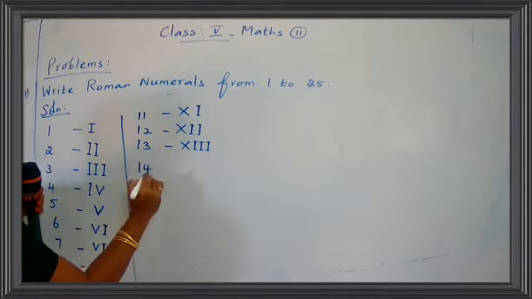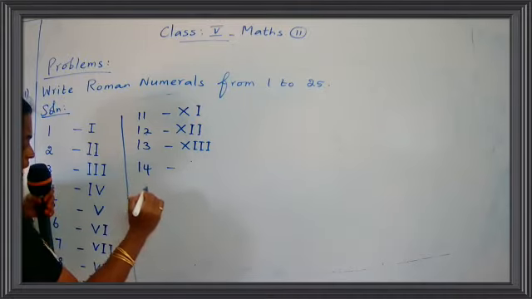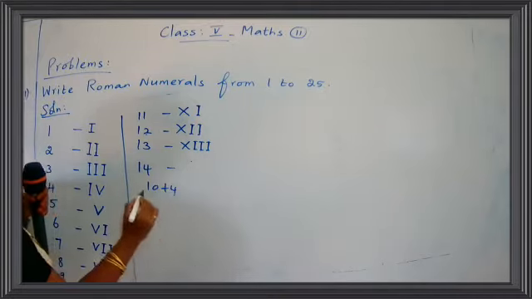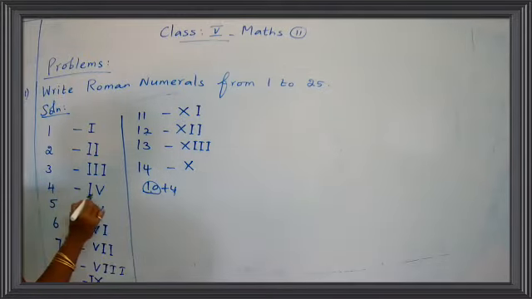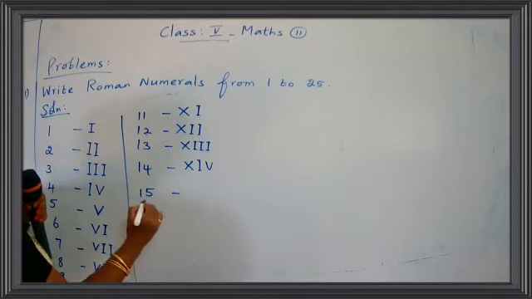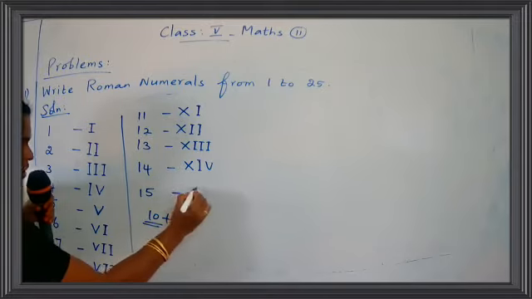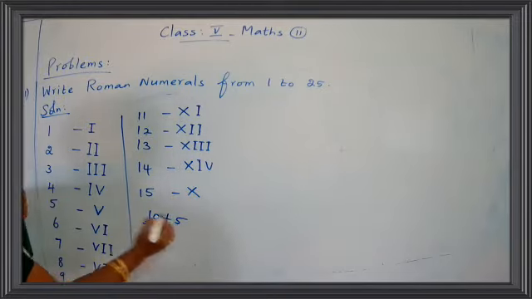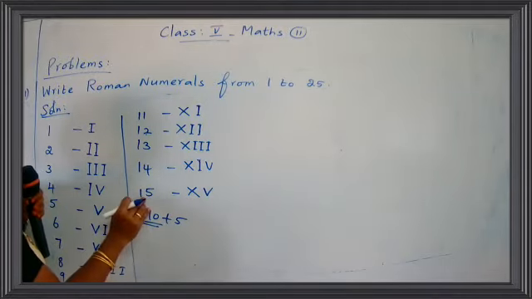Next 14. 14 can be written as 10 plus 4. 10 means X, and how will you write 4? IV. Okay, are you clear? XIV. Next 15. 15 can be written as 10 plus 5. Here 10 stands for X, V means 5. So XV stands for 15.